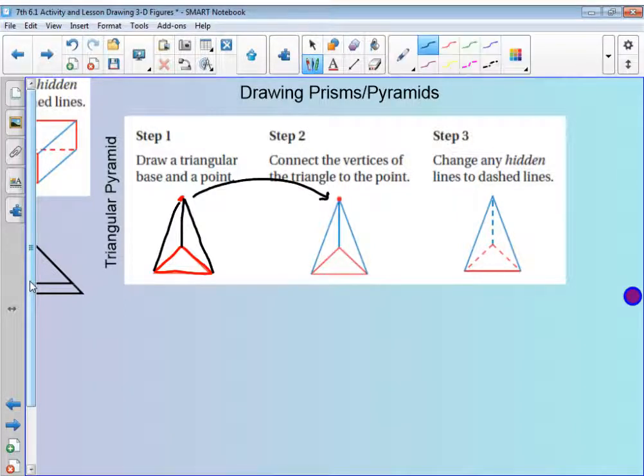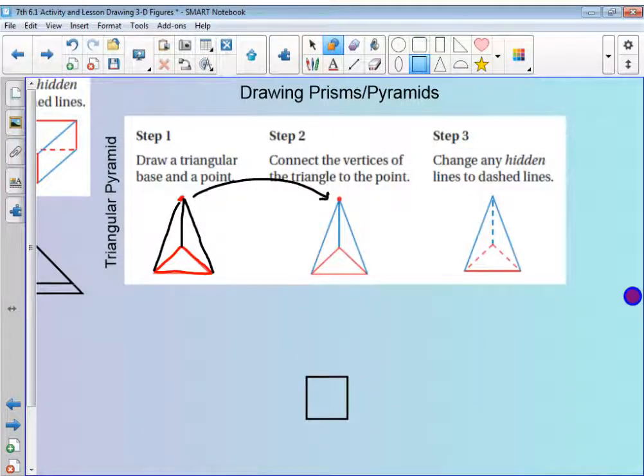Okay, so then let's go ahead and do a rectangular pyramid. I'm going to start out with a rectangle, which I'll go ahead and make a square. A square is a rectangle. So there's my square, and I'm going to put a point somewhere up above it. I'm now going to connect each vertex to that point. So there's that one, and then I would connect this one and this one.